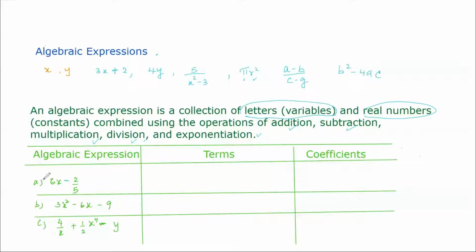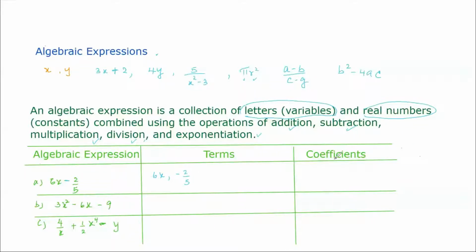Now we answer this question first. 6x minus 2 over 5. How many terms do we have? 2, correct? We have 2 terms. How do we know, with the negative sign here? Because to know how many terms we have, you see from the operation of plus or minus sign. So this breaks down into 2 terms: 6x, and the other is negative 2 over 5.